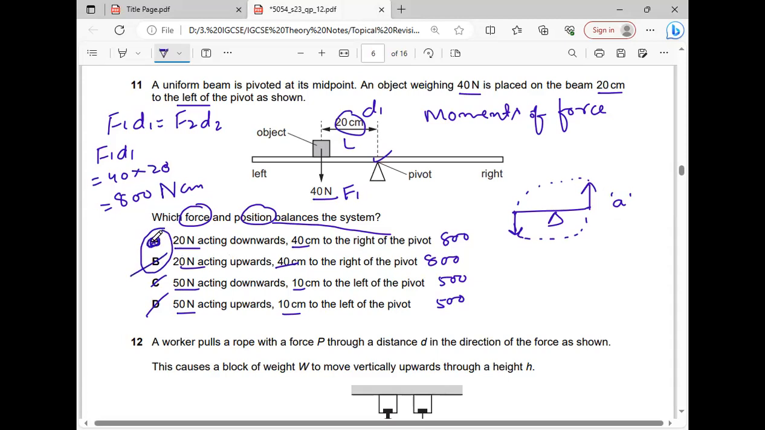Now which option is correct? Only option A is left. 20 Newton acting downward, 40 centimeter to the right. So if it acts like this, then the clockwise moment is equal to the anti-clockwise moment. Since magnitudes are the same but the directions of the moments are opposite, they will cancel out each other and the body will be balanced. So option A is the correct answer.